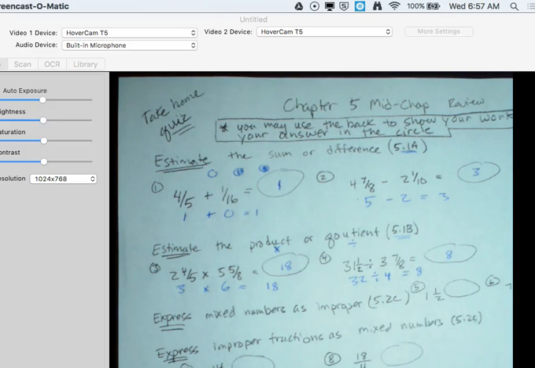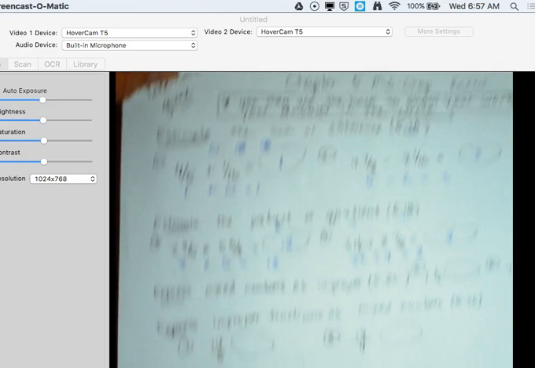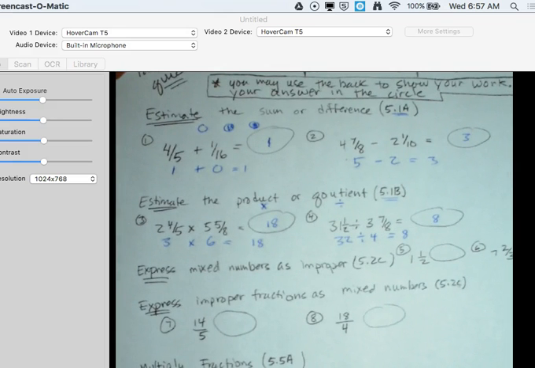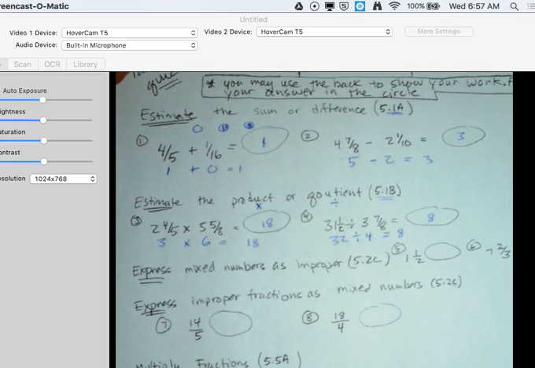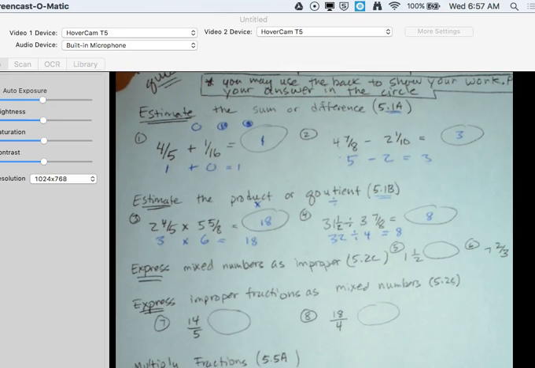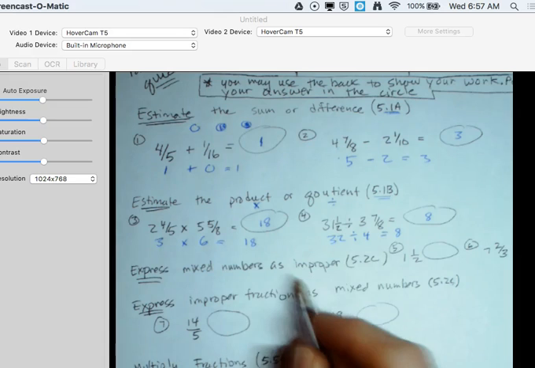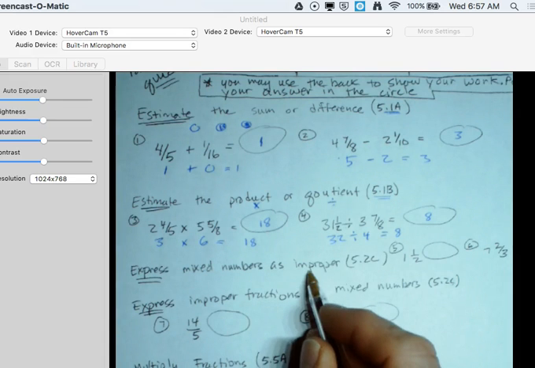All right, now this next one is just a target that's been killing kids, and that's expressing improper fractions as mixed numbers and mixed numbers as improper fractions. So let's take a look here. The first part of it's pretty easy. Express mixed numbers as improper fractions.